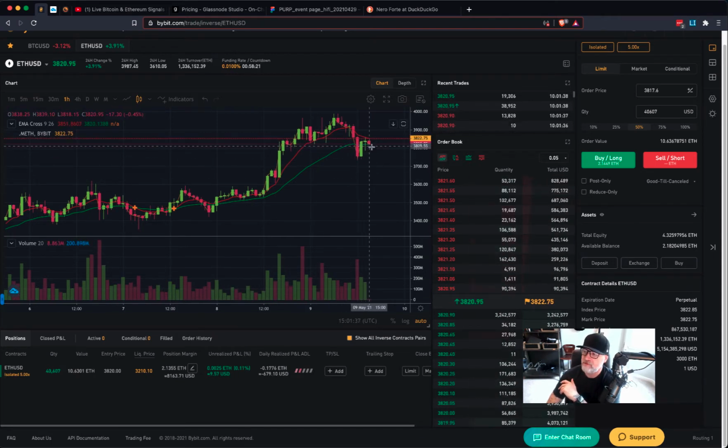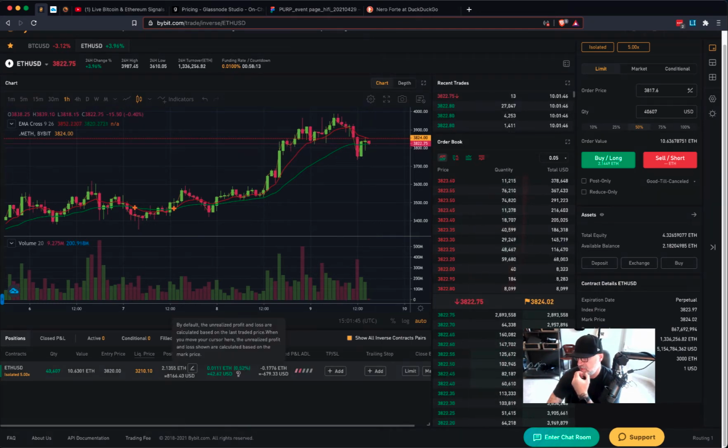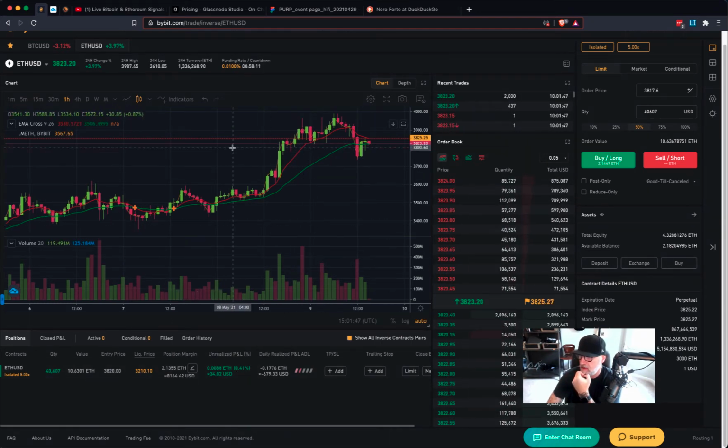This always makes me feel a little bit nervous, but that's where you've got to stick to your plan and your indicators and trust them. We may go back down into the red here for a little bit, but hopefully we'll continue on this uptrend.